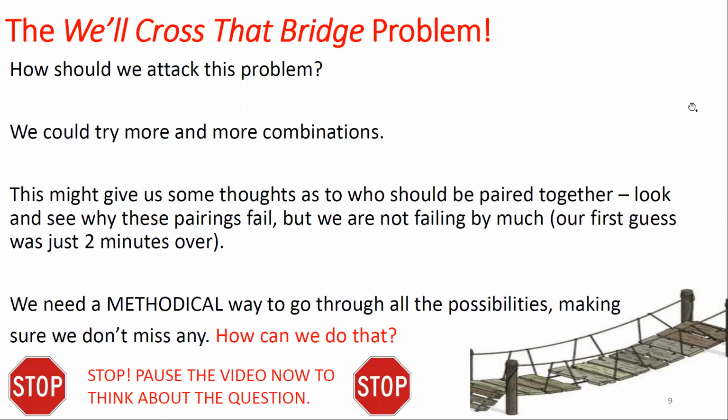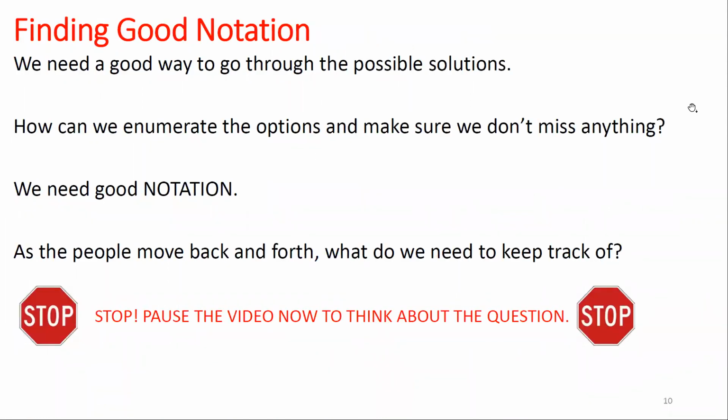And so what we want to do is we want to have a good notation so that we can keep track of who's moving back and forth. So we want to come up with, how do we want to represent the different states of the problem? So again, this is a good place to pause the video and think about how you might represent the different states. So I will pause the video for a second.